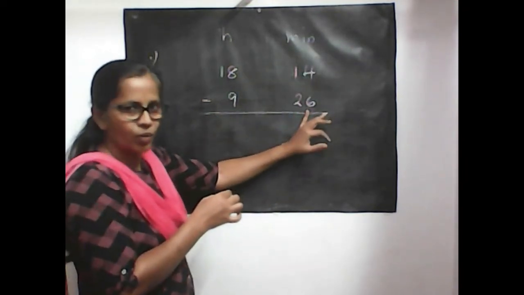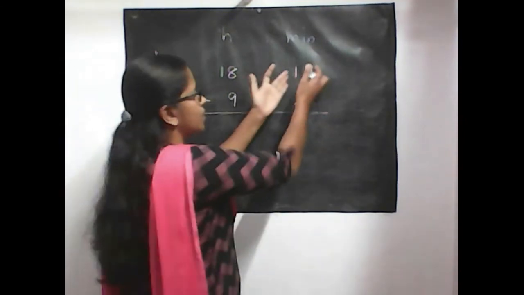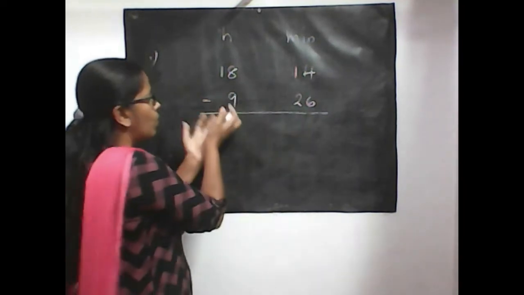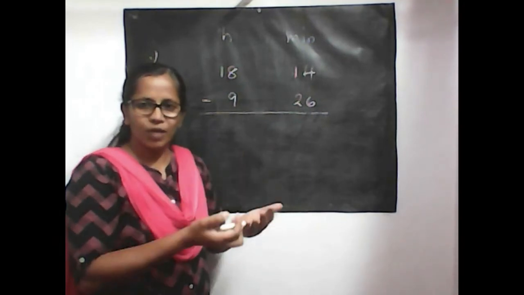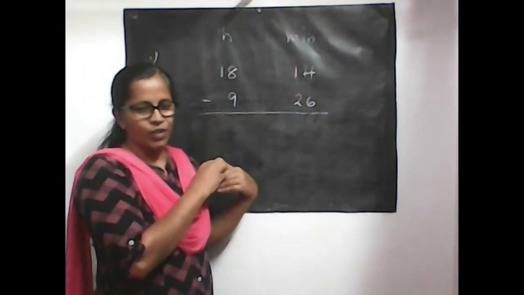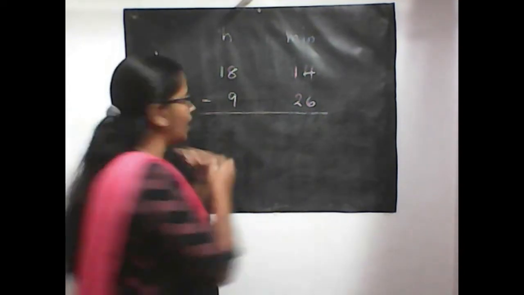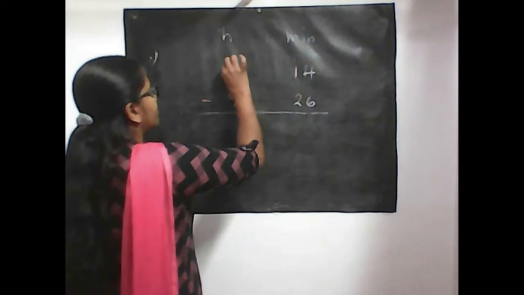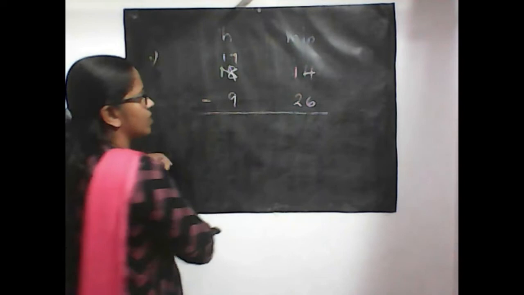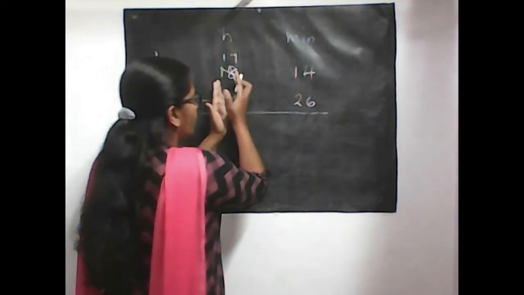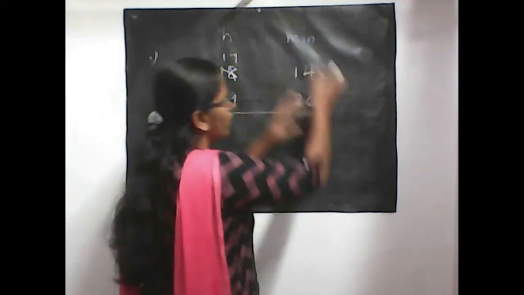For that, what can you do? You can borrow from hour. In order to make the minutes more, you can borrow from hour. While doing addition, if you had more minutes, what did you do? Gave to hour. Here, if minutes are smaller, you can borrow from hour. So from 18 hours, you borrow and make it 17 hours. You borrowed 1 hour from here.